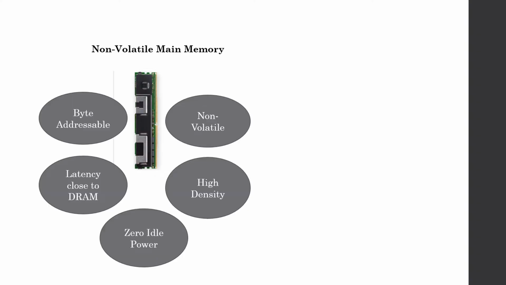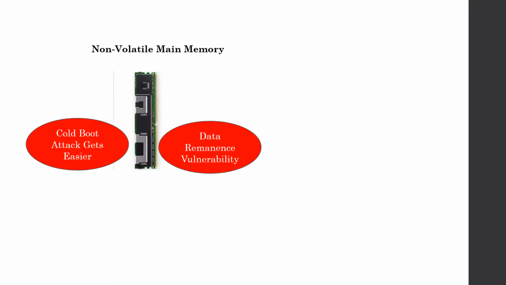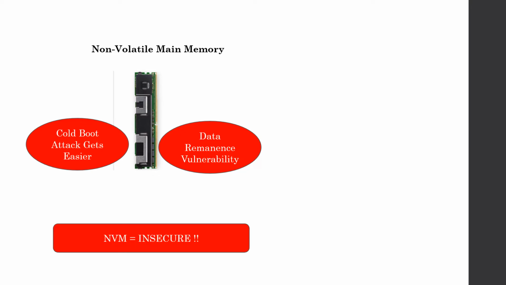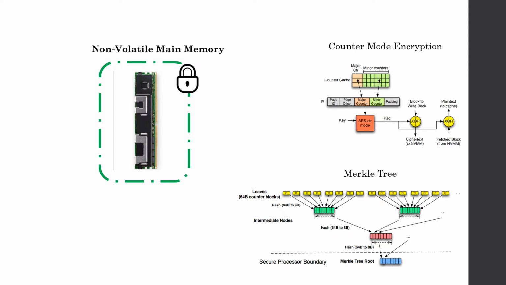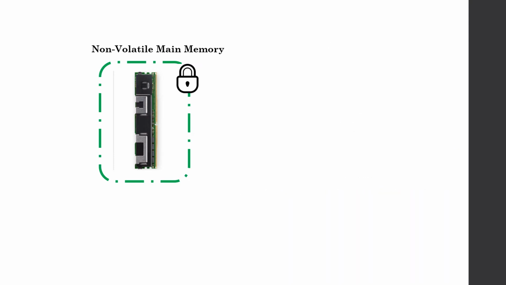Non-volatile memories are an exciting choice as a main memory because of their many alluring features, but because of their non-volatility, they are vulnerable to data remanence and cold boot attacks, making the non-volatile memory very insecure. If we want to secure the memory, we need to encrypt all of its contents using counter mode encryption, and also we need to have the Merkle tree to protect the integrity of the counters.